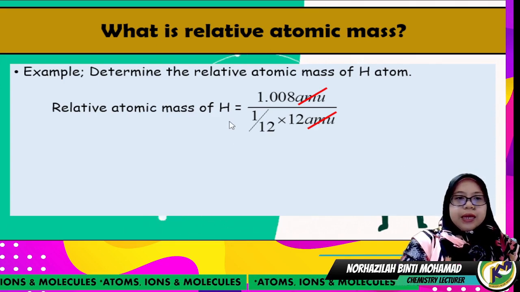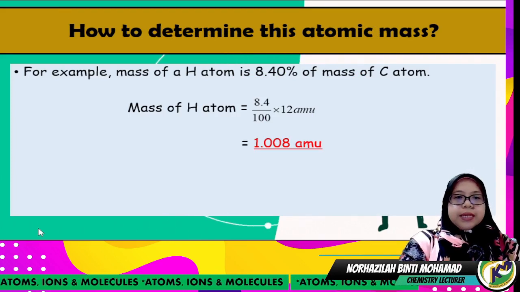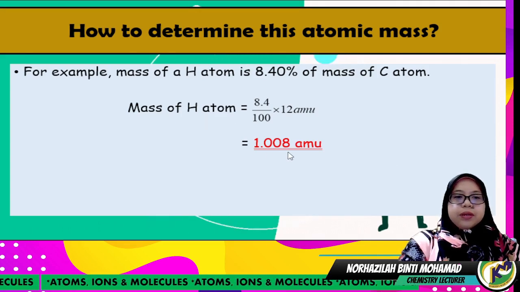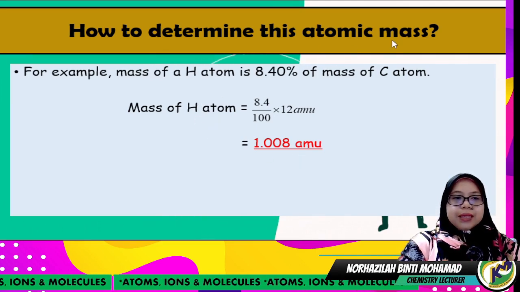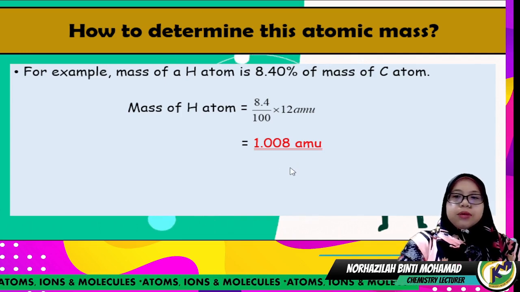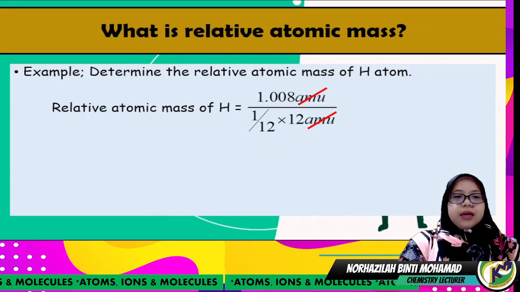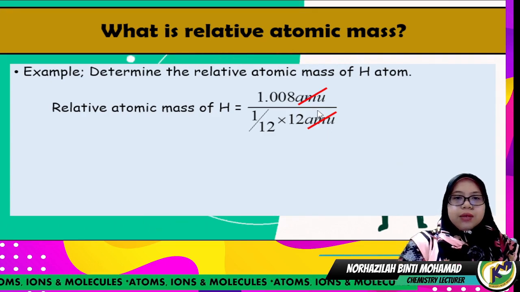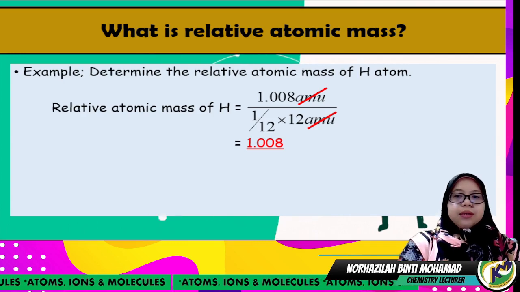And then earlier I have shown before, this one is the atomic mass of hydrogen, 1.008 AMU. But if the question asks you to calculate the relative atomic mass, it is 1.008 only, because from the calculation that we have here, the unit AMU has been cancelled. So that's why the relative atomic mass of hydrogen is only 1.008.